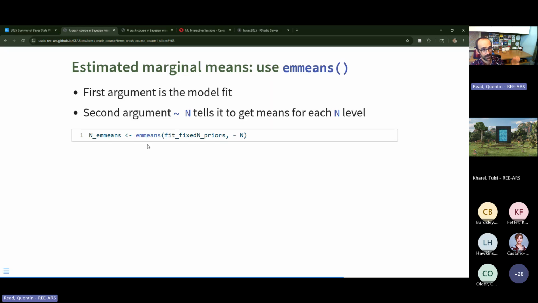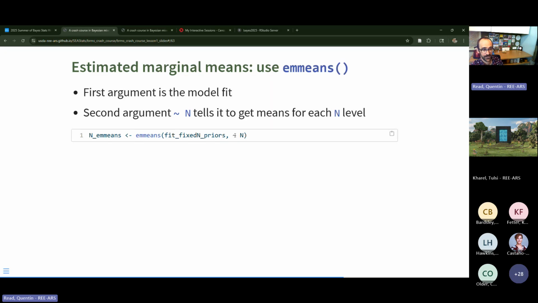So if we want the means for each level of nitrogen, we're going to use the EM_means function. Our first argument is the model fit, that object we created already. And the second argument is a one-sided formula. It does not have a y variable. It just has the fixed effects on the right side of the tilde.